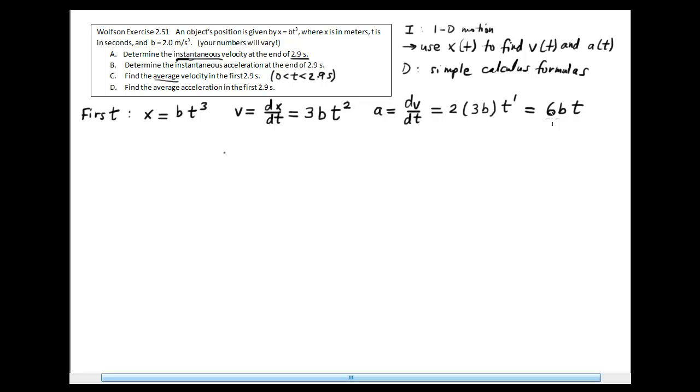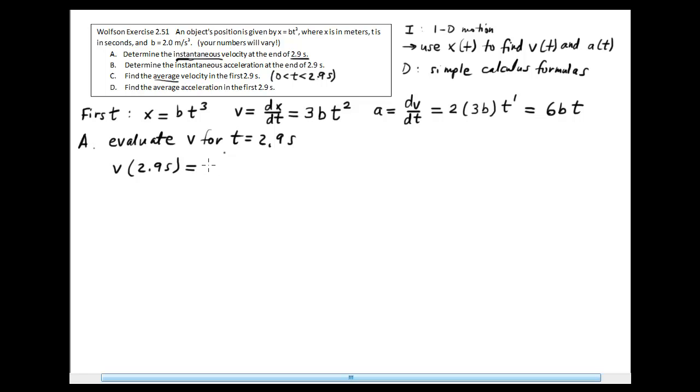Right, so these are the two expressions that we need in order to answer A through D. Now part A, the instantaneous velocity at the end of 2.9 seconds. That's easy, right? Just evaluate v for t equals 2.9 seconds. That's simple. So we go v, and I'll make it clear that we're doing it at a particular time. So it's v at 2.9 seconds.